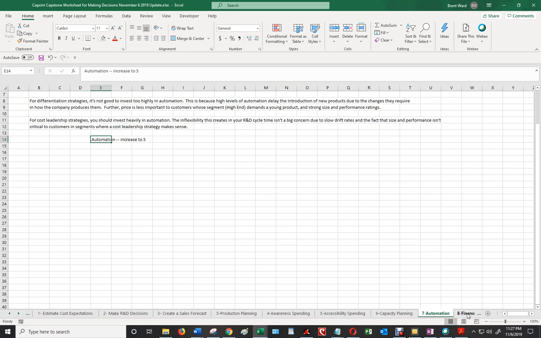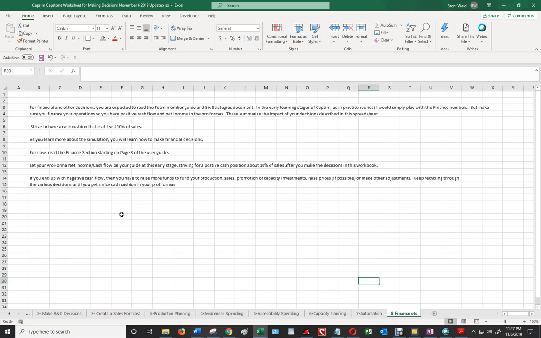And then the last thing you want to do is the financial decisions. You want to go into your pro formas and your cash balance in pro formas. You want to look in Capsim and see what your ending cash position is. You want to end with a positive cash position. If it turns out that you're in a negative cash position, you need to go back. You can try to issue stock, and your strategy will tell you; I think we prefer issuing stock in a differentiation strategy rather than taking on debt.